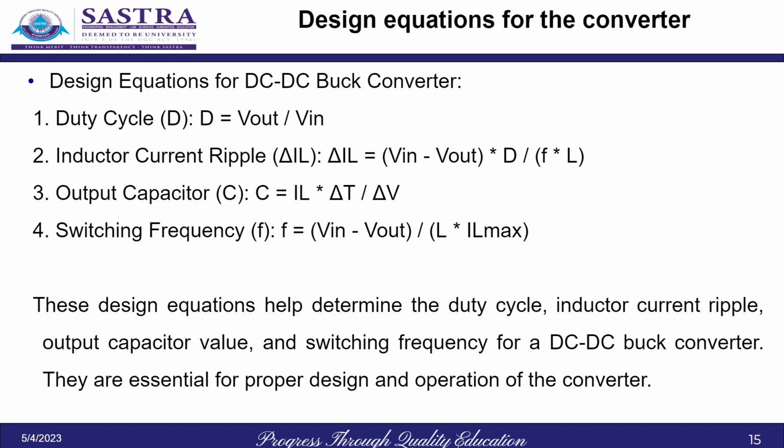And the last equation is switching frequency, which is equal to the input voltage minus output voltage divided by the inductance and the maximum inductor current ripple in the circuit. These design equations help us determine the duty cycle, inductor current ripple, the output capacitor value and the switching frequency for the DC to DC buck converter, which helps us to design the system in a stable way. These are essential for the proper design and the operation of the converter.